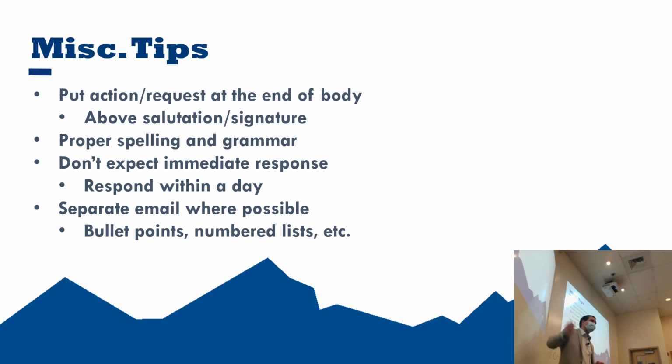And then whenever you're writing an email, if you have multiple action items, let's say you want that quote, you want to have this amount of square feet. That could be a bullet point. That could be a numbered list. You want to have this type of flooring. That can be a bullet point. So whenever possible, you want to separate things out like that to make it easier to read.